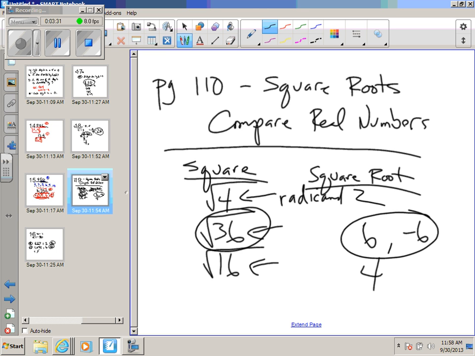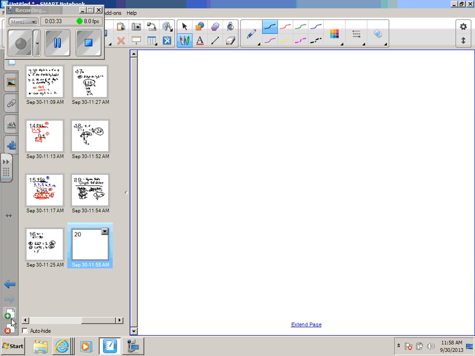You will see, from time to time, an example like this. If there's a negative in front, just carry that negative over to your answer. What is the square root of 9? What times what gives you 9? 3. Because it has that negative, just put the negative in front.